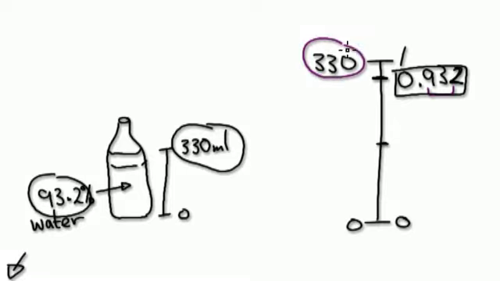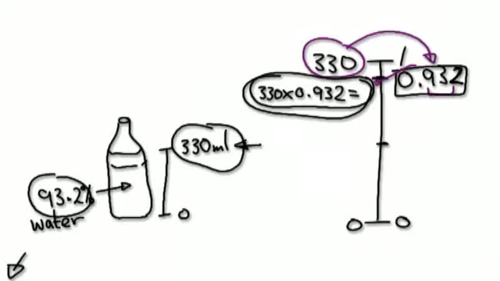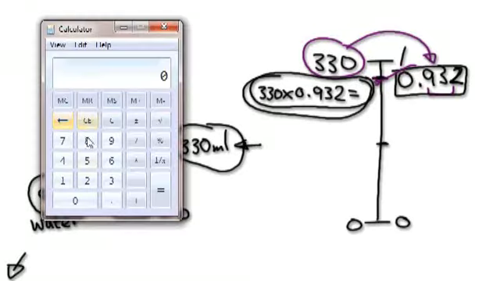Now it's just a matter of getting this times this to get to where we want, which is this part here. So it would be 330 times 0.932, and then you would punch that into your calculator, press equal, and then this bit here would represent how much water in terms of milliliters. Let me do it then.